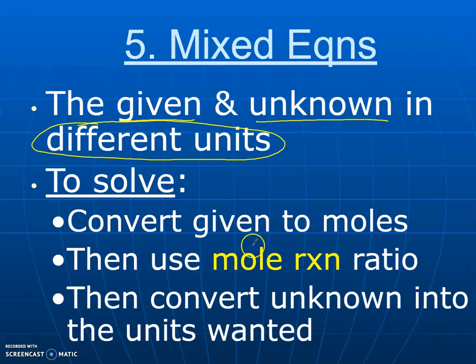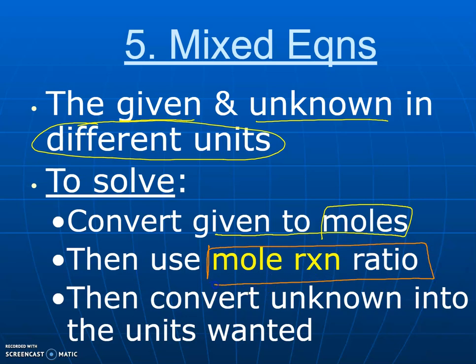In general, what we want to do is convert our given to moles, because in stoichiometry, we always use the molar reaction ratio. This is from the balanced equation. This is for every single problem that we do in stoichiometry. And then at the very end, we need to convert our unknown into the units that we wanted.